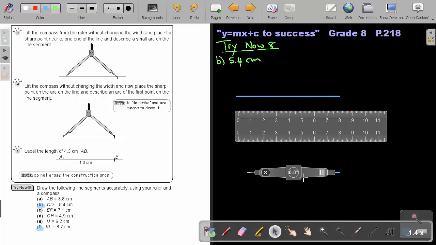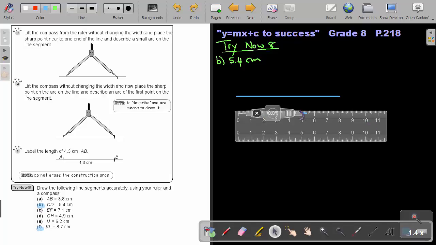Now, take my compass and now I must make exactly the width 5.4. So take it, put that sharp point on 0 exactly, and now I'm just moving it until it's 5.4. Can you see my pencil? 5.4. There's 5.5. Look, I'm just showing you. It's exactly on 0.